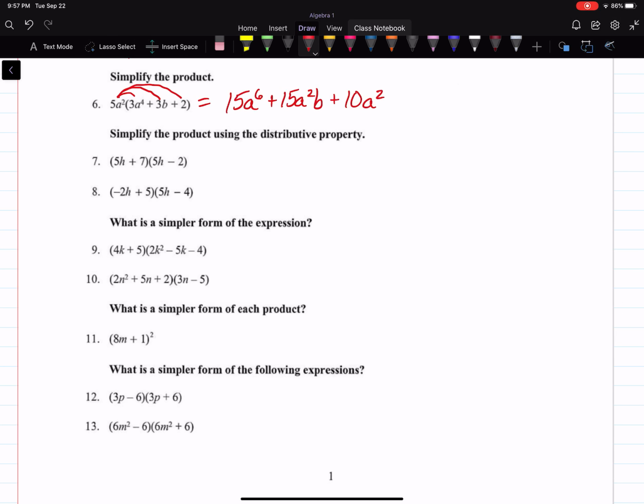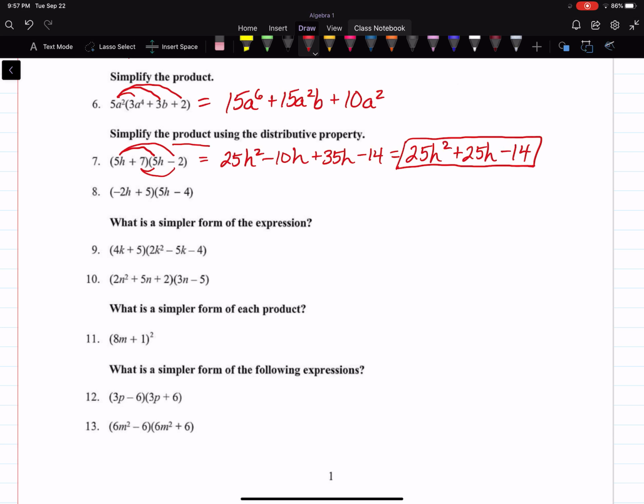7 and 8, we are multiplying again, it says find the product, okay, the distributive property. So we're just going to distribute twice here. So 5h times 5h is 25h squared. 5h times negative 2 is negative 10h. 7 times 5h is positive 35h. And 7 times negative 2 is negative 14. Add your like terms if you have any. We do. Negative 10h and 35h are alike, so we're going to have 25h squared plus 25h minus 14 be our final answer for that one.